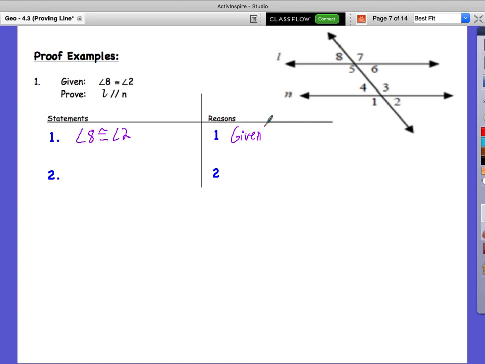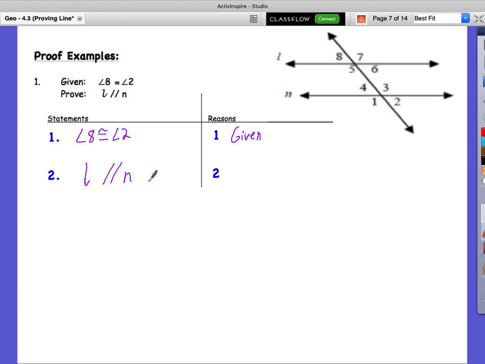L is congruent to N. Or L is parallel to N. That is not an L. That's our second statement. It is an L. Take the L. Okay.